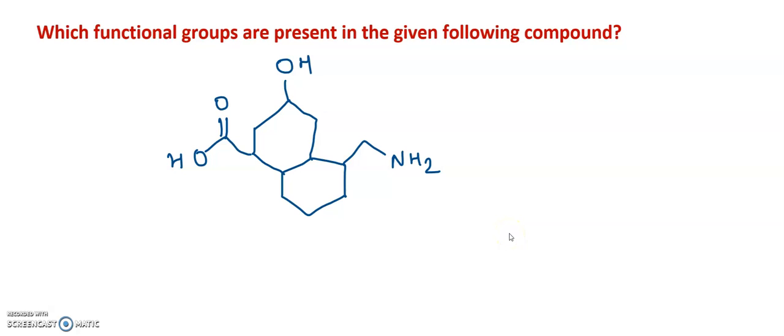Welcome to chemistry class. So the question here is, which functional groups are present in the given following compound? As you can see the structure here, what you have to do is to find out the functional group present in the given following compound. I'm giving you 30 seconds for that.